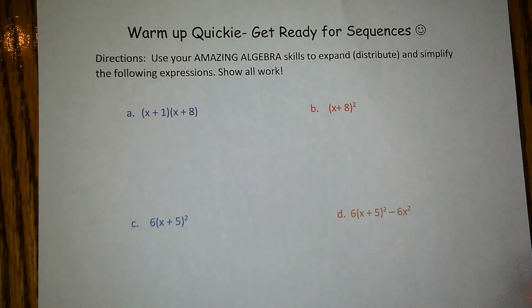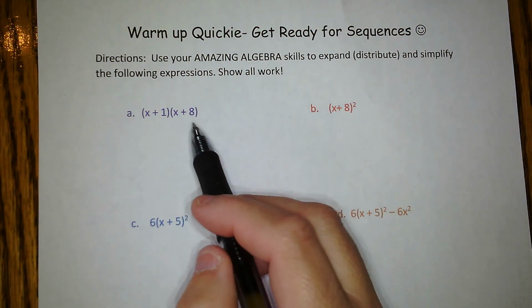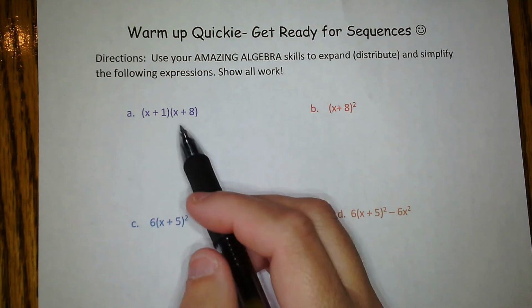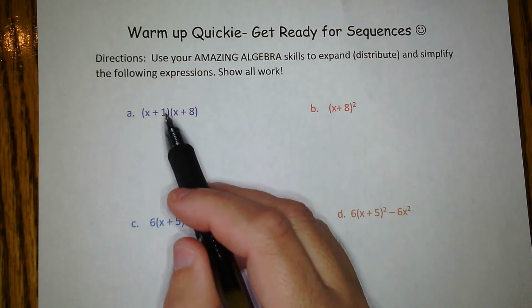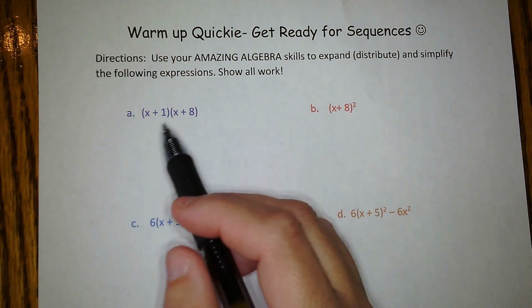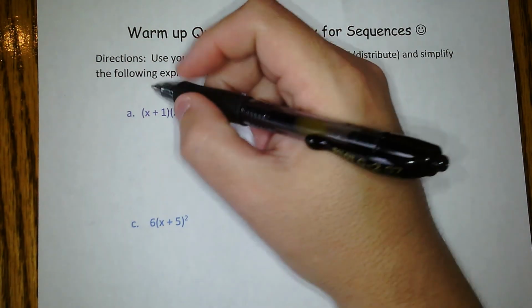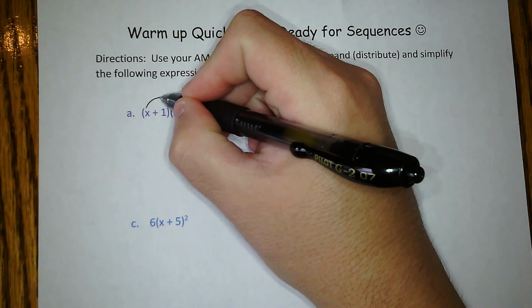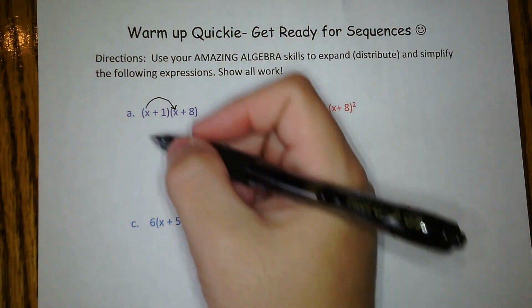For letter A, it says x plus 1 is going to be multiplied by x plus 8. What you have to remember is this is two things times two things. So 2 times 2 is 4, which means that we should end up with 4 different multiplications when we're all done. We're going to start with multiplying x times x. We're going to distribute there. X times x is x squared.